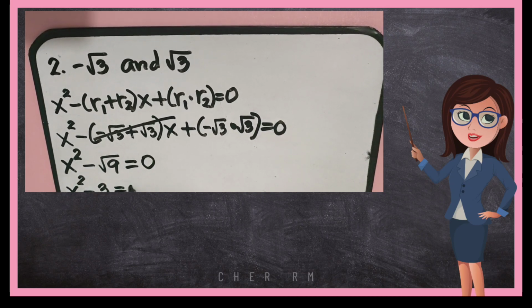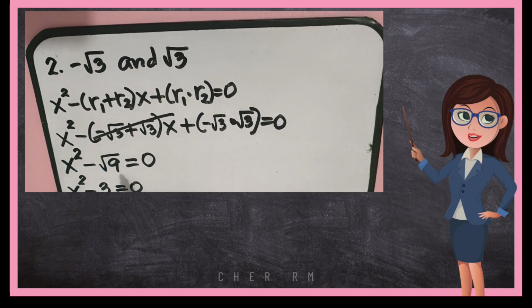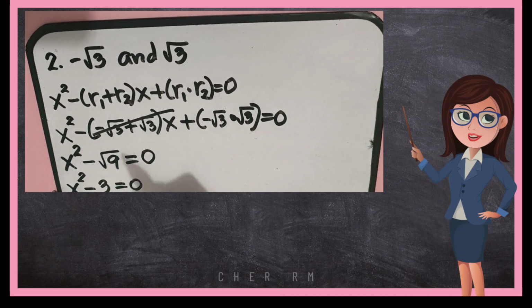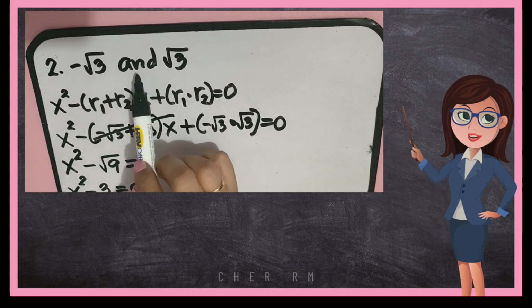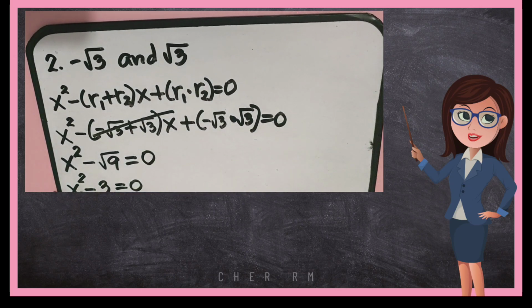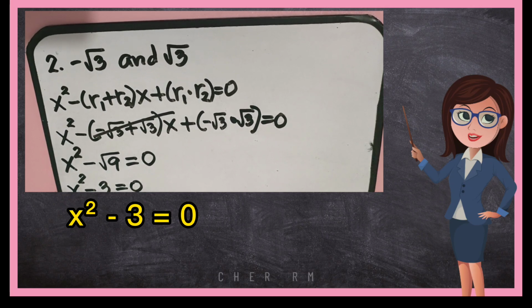Equal to 0. Now, the quadratic equation in standard form of the roots negative square root of 3 and square root of 3 is x squared minus 3 equals 0. This is now the final answer.